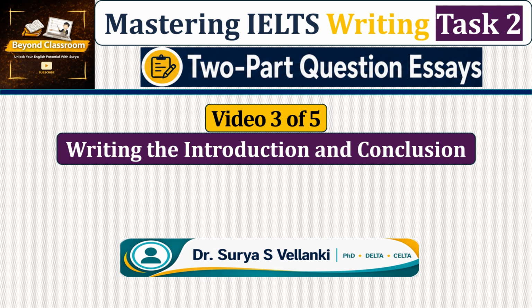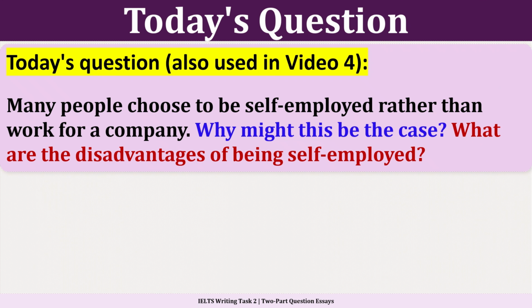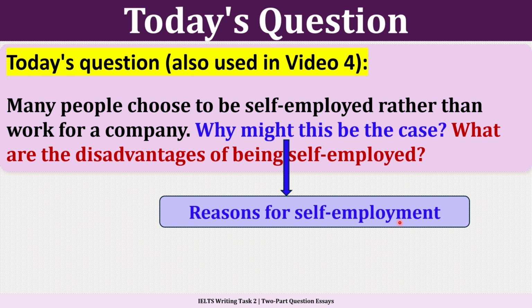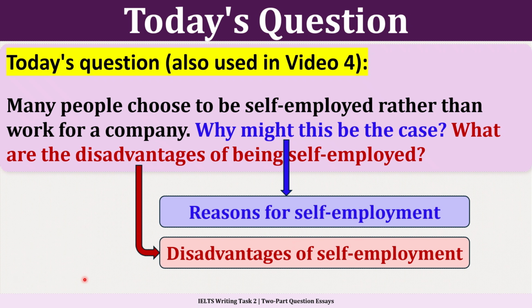Let's get started. Here is our question. Many people choose to be self-employed rather than work for a company. Why might this be the case? What are the disadvantages of being self-employed? This question asks us to do 2 things. First, we need to explain why many people choose to work for themselves instead of for a company. Second, we need to discuss the main disadvantages of being self-employed. Keep this question in mind. We'll use the same one in video 4 to write the body paragraphs. So, by the end of the next video, you will have a complete essay.